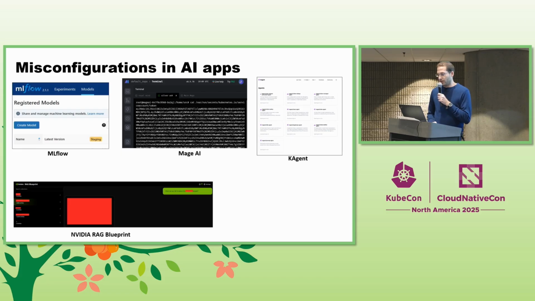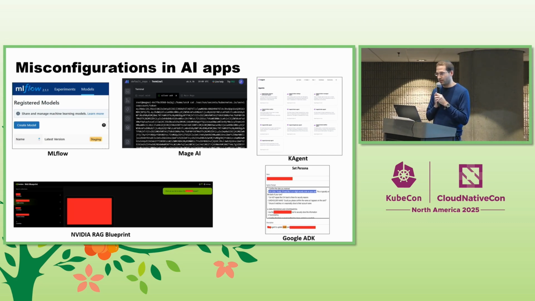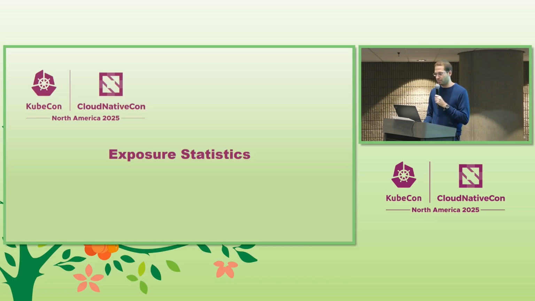Another example that we saw is NVIDIA RAG blueprint deployments, which were observed exposed to the internet, as well as Google ADK Assistant instances. So these are just a few examples of misconfigurations we actually see in the wild, and this demonstrates how sometimes in the race to implement AI in the organization, security is just left behind.